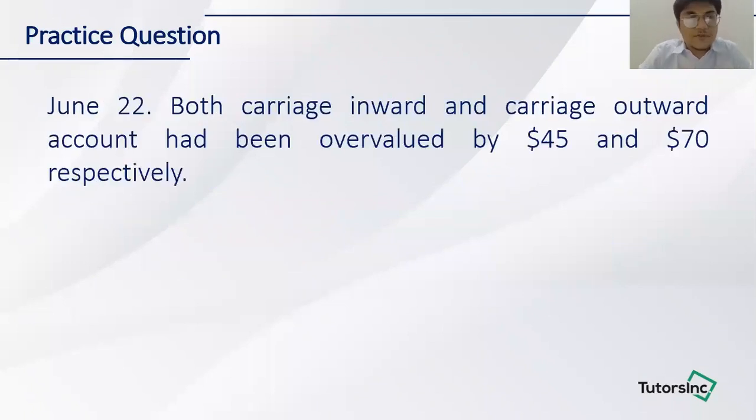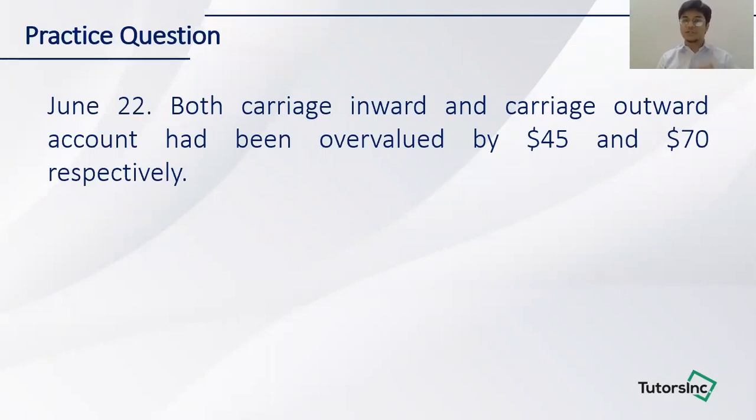Moving on to the next transaction, which says on June 22, both carriage inward and carriage outward account had been overvalued by $45 and $70 respectively. Carriage inward and carriage outward, both of them have been overvalued. Both of them are expenses. One relates to purchase, another relates to revenue or sales, but both of these are debit items. And these accounts have been overvalued, which means we need to reduce the value of these two accounts.